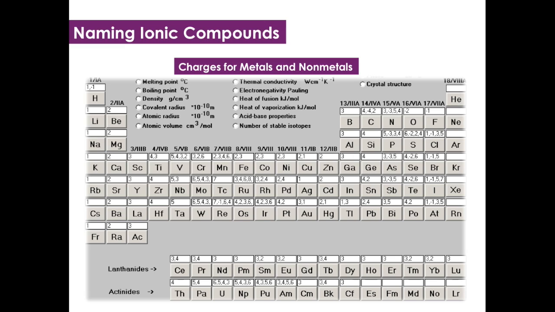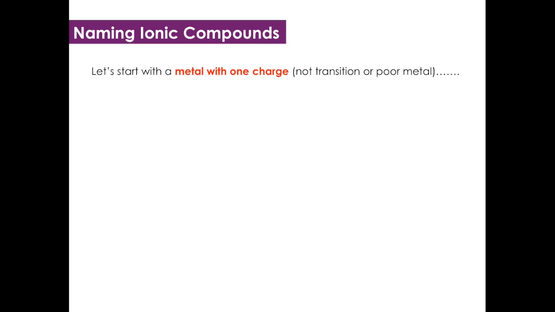This is a table with different charges that different elements can have, and you can see how they can change, especially in the middle of the periodic table. Chromium can have positive 3, positive 2, positive 6, iron positive 2, positive 3, and copper positive 2, positive 1, as an example. Let's start with a metal with 1 charge, not transition or pure metal.